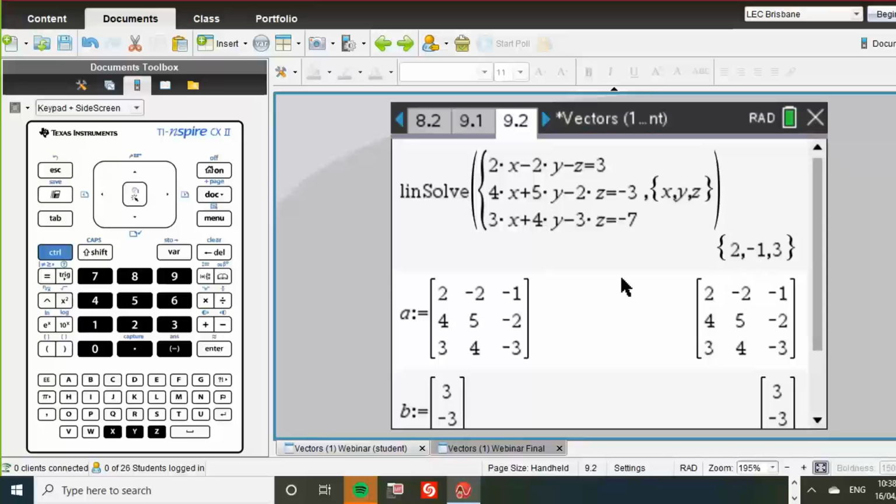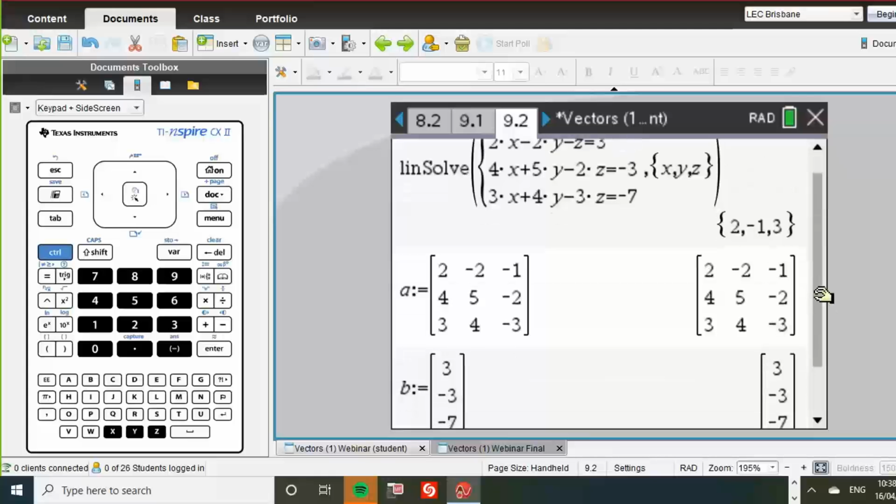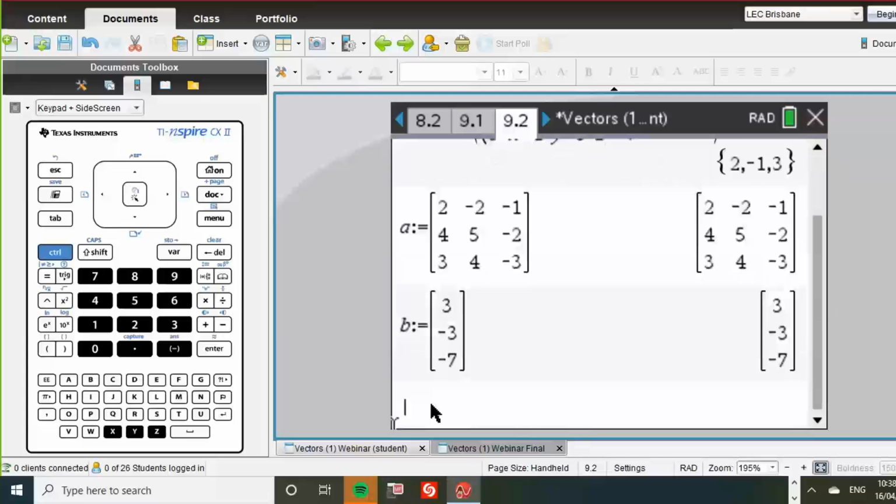As Jim expertly showed yesterday in matrices 1, we can assign matrix A to be the coefficient matrix there. We can assign matrix B to be the column matrix of the constants. So hopefully you can see where that comes from and where that comes from. And there's a heap of matrix commands on offer here to be able to solve this system as well.